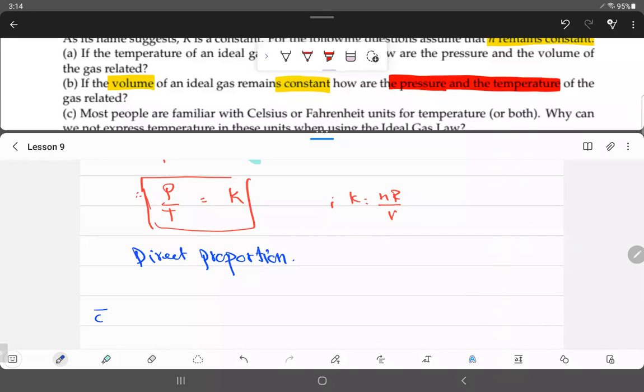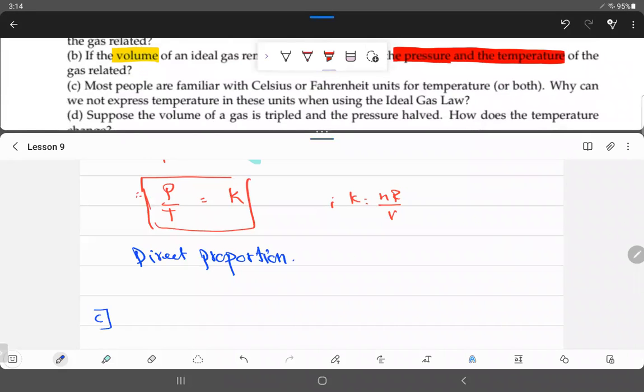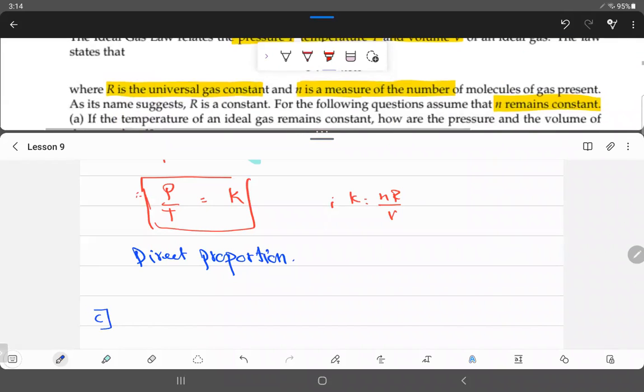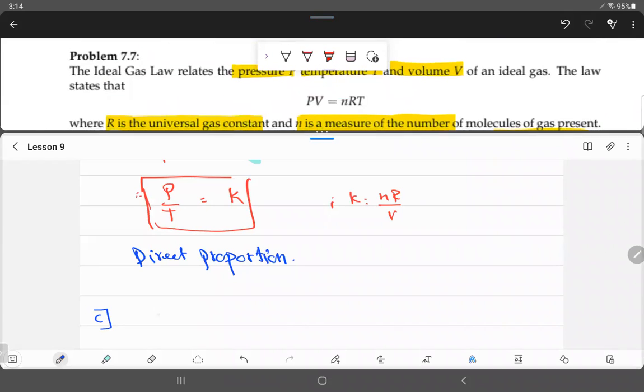C. Most people are familiar with Celsius or Fahrenheit units for temperature, or both. Why can we not express temperature in these units when using the ideal gas law? Okay, let me copy this again. What is the ideal gas law? PV equals nRT. The question says, why T cannot be in Celsius or Fahrenheit? Any ideas?